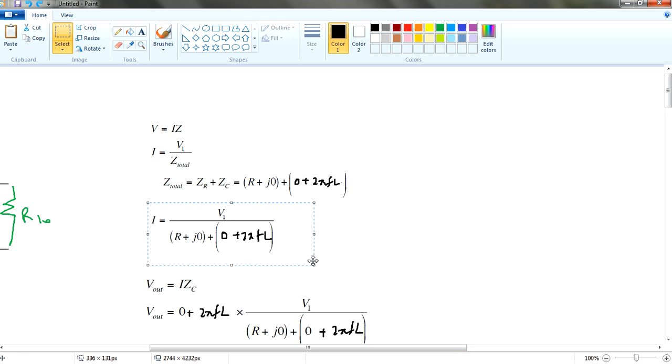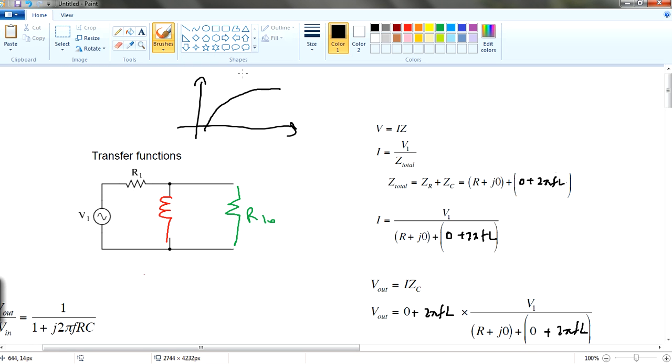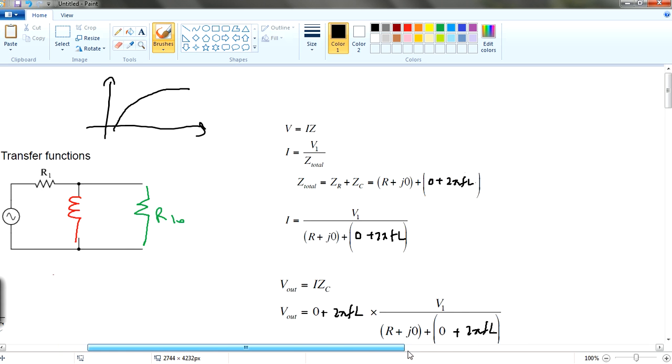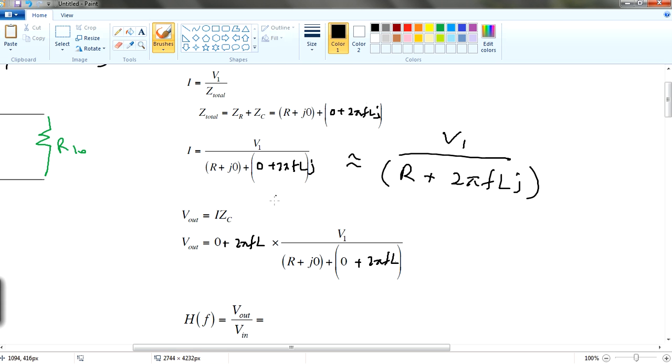So let's elaborate on this. This is I, the current across the resistor and inductor. Let me ask you, what is this circuit actually? This is a low pass RL filter. If you ask me why, you can head back to the previous video where we talked about it. If I were to do it out, I would have V1 over R plus 2 pi FLJ. It's actually J.